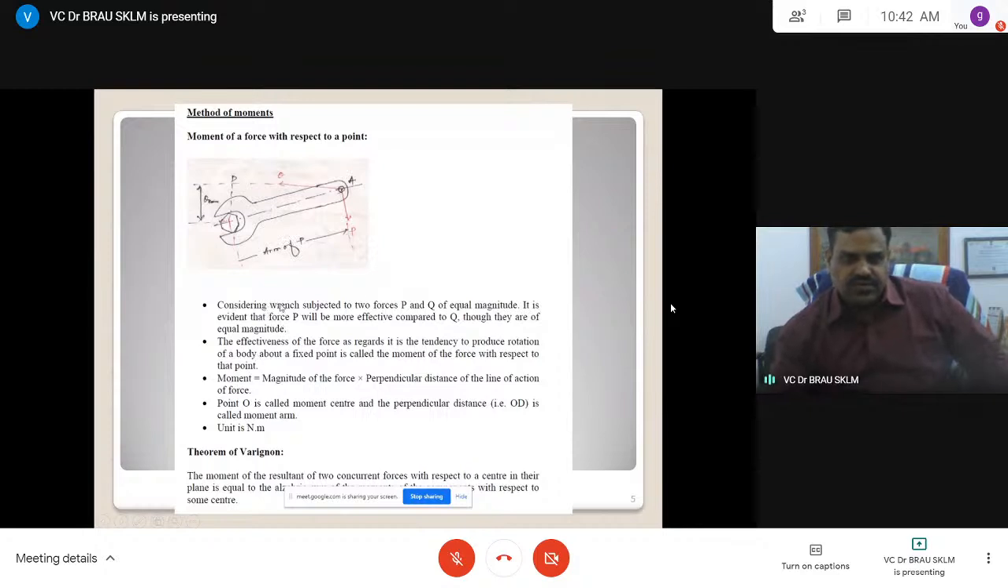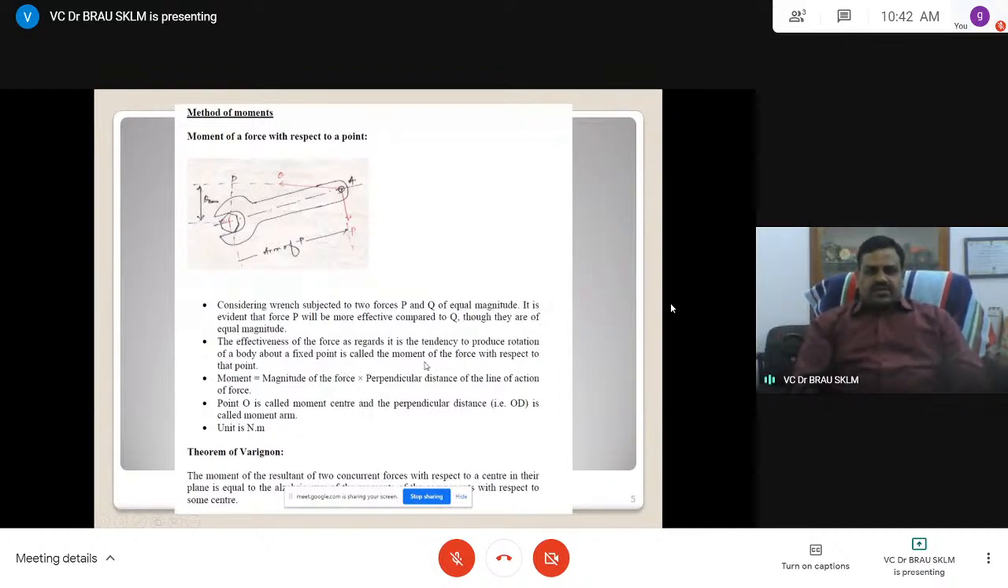We consider two forces P and Q. It is evident that force P, because this is the force where you tighten or loosen, P will be more effective compared to Q. P is more than Q. The effective force regards the tendency to produce rotation of a body about a fixed point, which is called the moment of force. Moment always considers the degree of freedom of rotation, not the translation degrees of freedom like Fx, Fy, Fz.